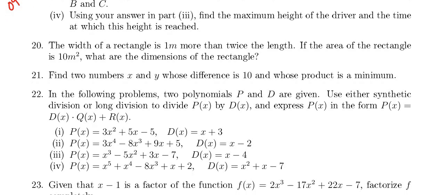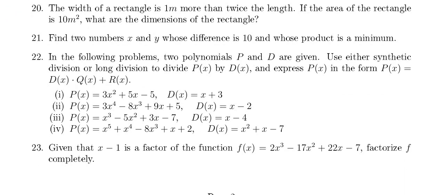Number 20, they're saying the width of a rectangle is 1 meter more than twice the length. If the area of the rectangle is 10 meters squared, what are the dimensions of the rectangle? So here they're simply telling us that the width is going to be twice the length plus 1.